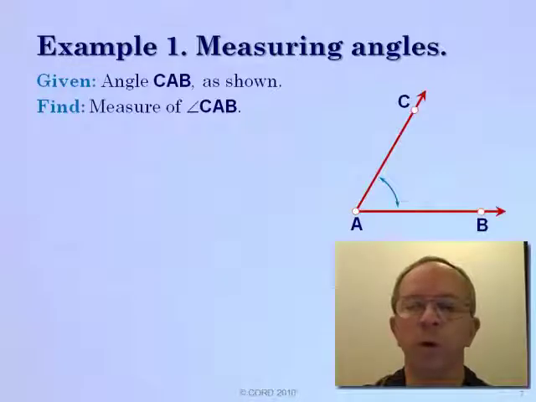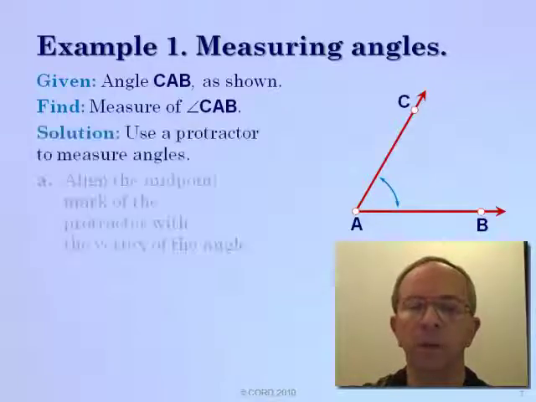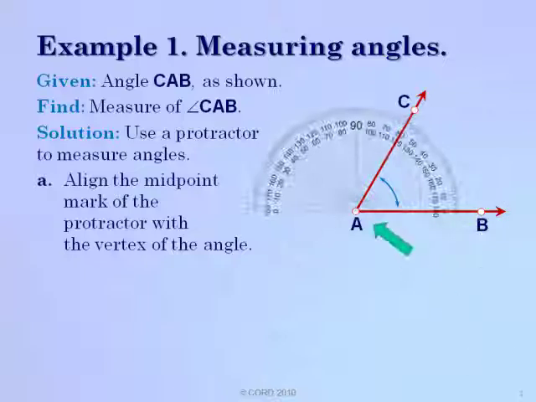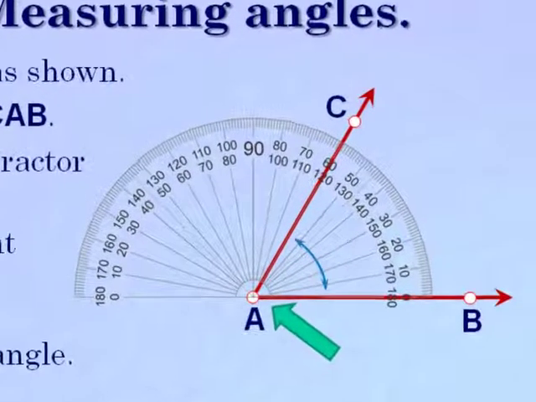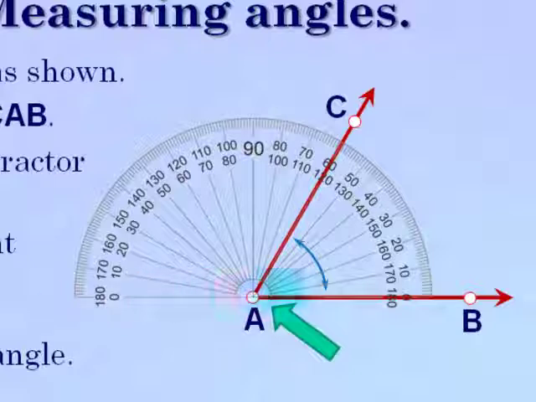Let's look at example 1 of measuring angles. How would you measure angles? We're going to measure an angle with a protractor. So let me show you how to use a protractor. You align the midpoint mark of the protractor with the vertex of the angle, right there. Now your protractor may have some more plastic down at the bottom part of it there, but I've just drawn this one here without that so that it makes it easier to line things up.